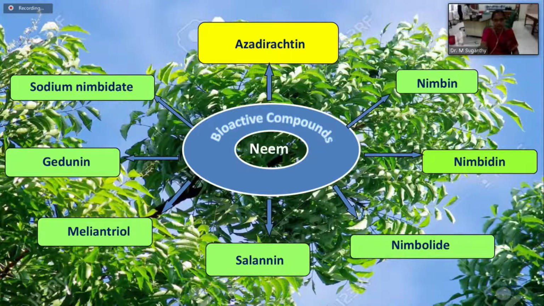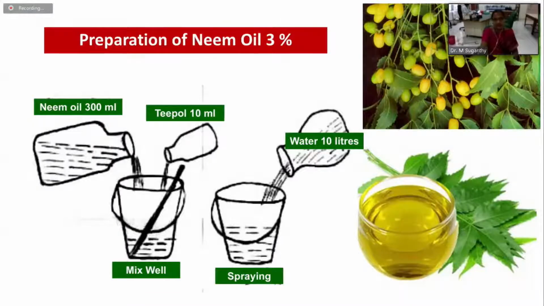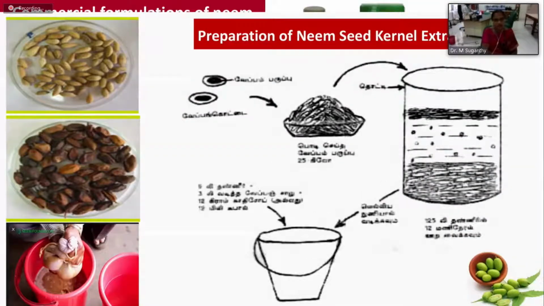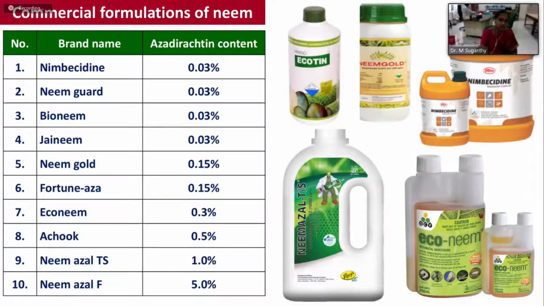Neem oil is recommended at the rate of 3%, and neem seed kernel extract at the rate of 5%. These are some of the commercial formulations of neem available in the Indian market. Even some 2 years before, azadirachtin up to 50,000 ppm became available in the name of Neem Azal F. It is highly effective, and comparatively more effective than chemical pesticides.